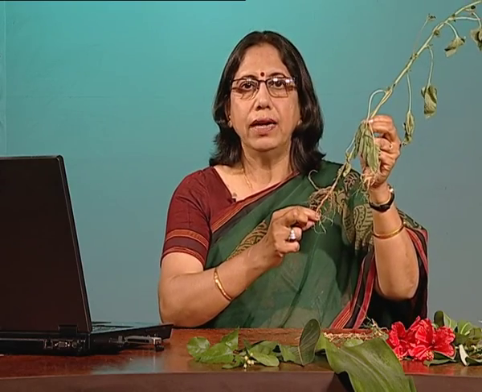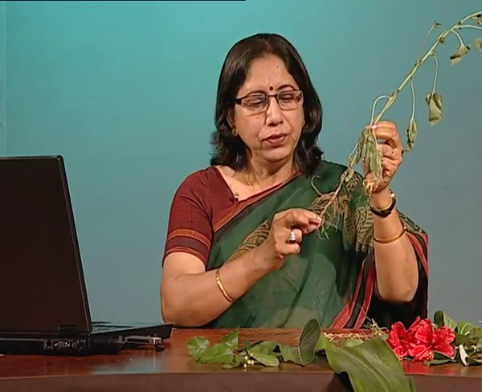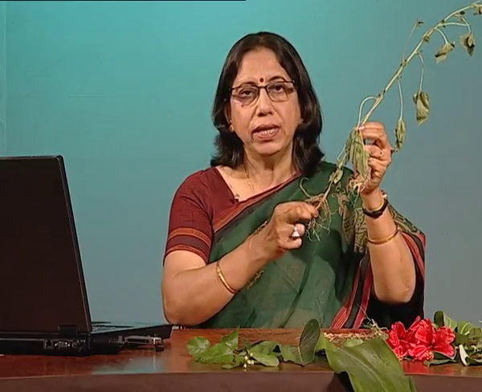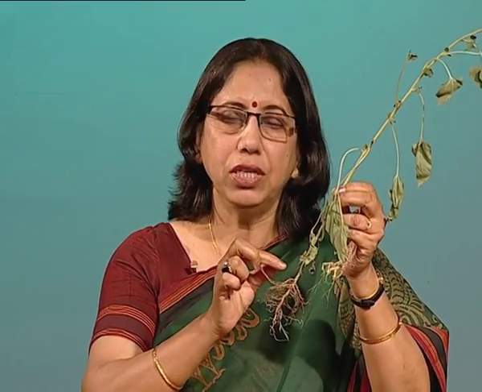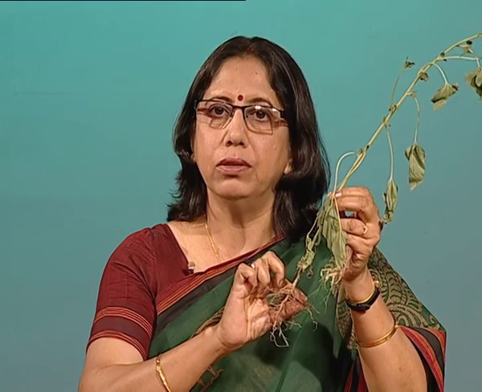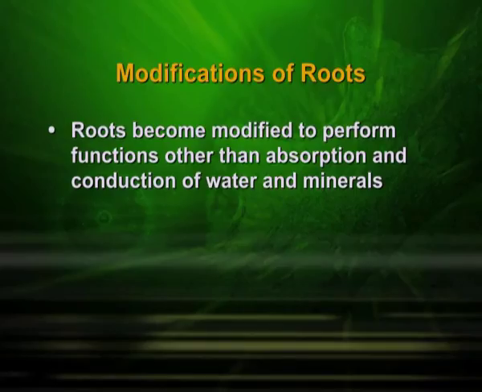Regarding the regions of the root, it is covered at the tip by a root cap. Above this root cap is the zone of meristematic activity, and above this is the zone of elongation, and proximal to the zone of elongation is the zone of maturation. And in this zone of maturation, we find the development of the roots, that is the secondary roots as well as the tertiary roots. Roots become modified to perform functions other than absorption and conduction of water and minerals.